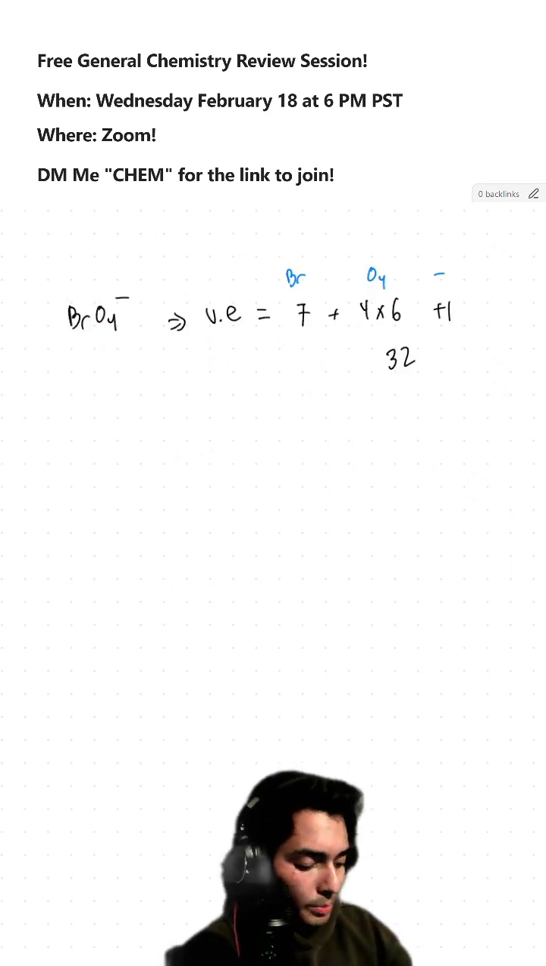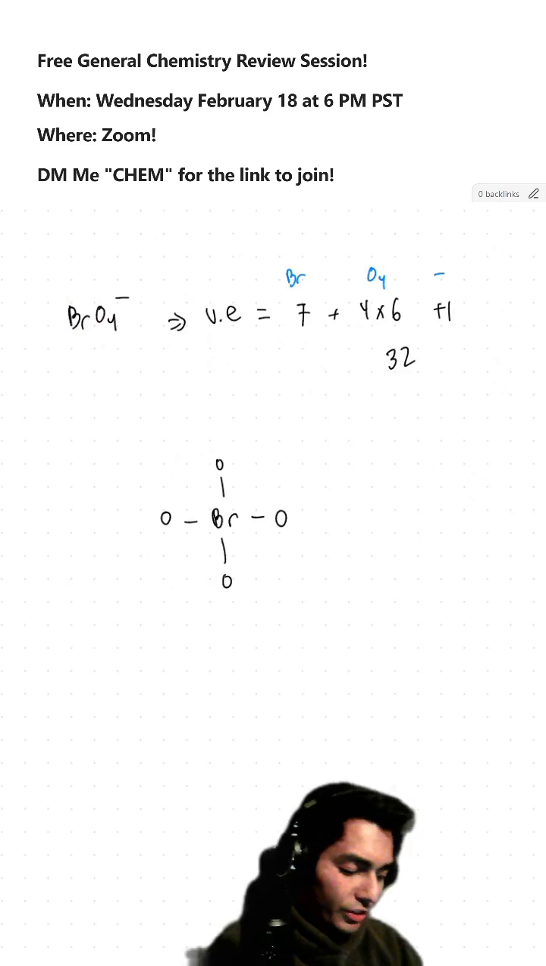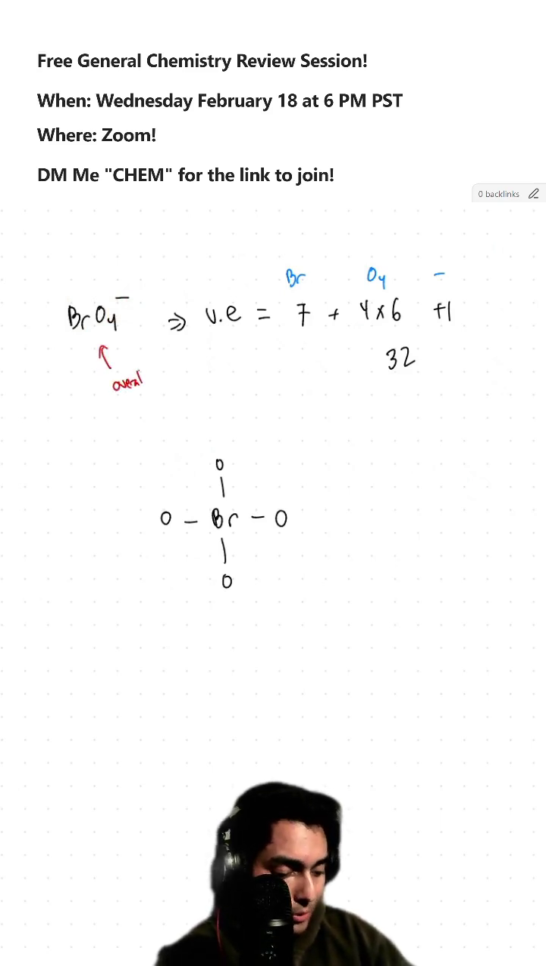Okay, so I'm going to put bromine in the center, and then I'm going to put oxygen on the side. If I have bromine in the center and oxygen on the side, I know my overall charge is going to be -1. So my goal is to have overall -1, right? Maybe I'm going too fast. I'm going to try to slow down a bit, guys.